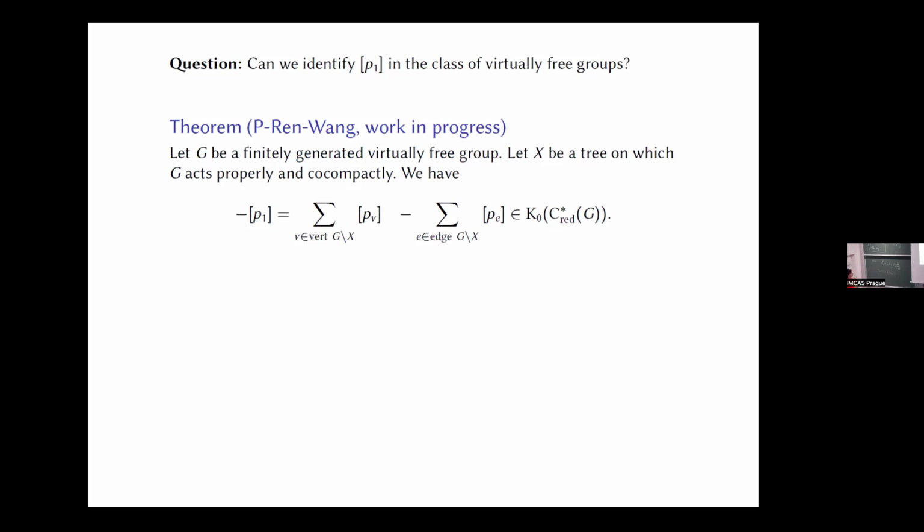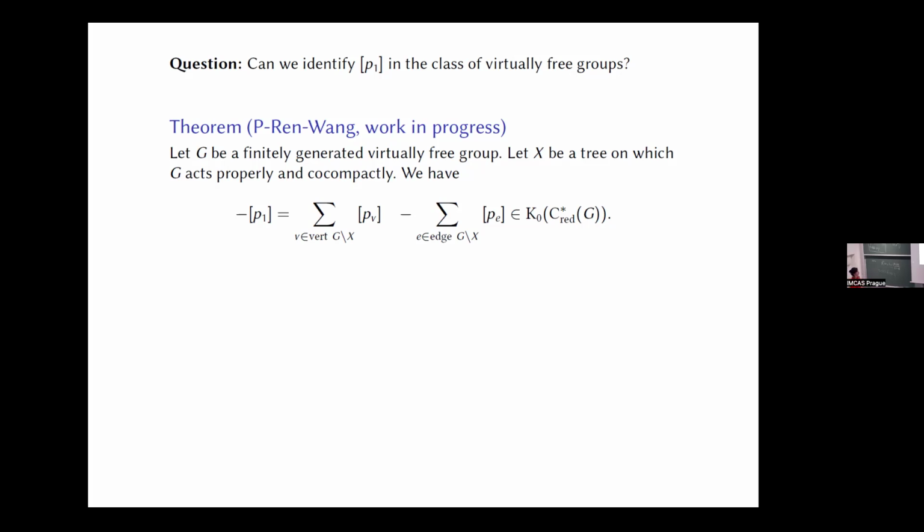So let G be a finitely generated virtually free group. Let X be a tree on which G acts properly and co-compactly. Then we can describe the K-theory class of P1 as just a sum of projections associated with the vertices of the fundamental domain of this action, minus the projections associated with the edges of this fundamental domain.